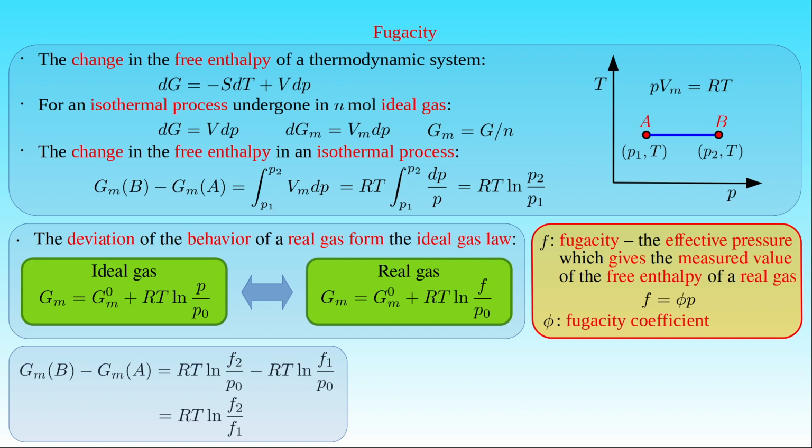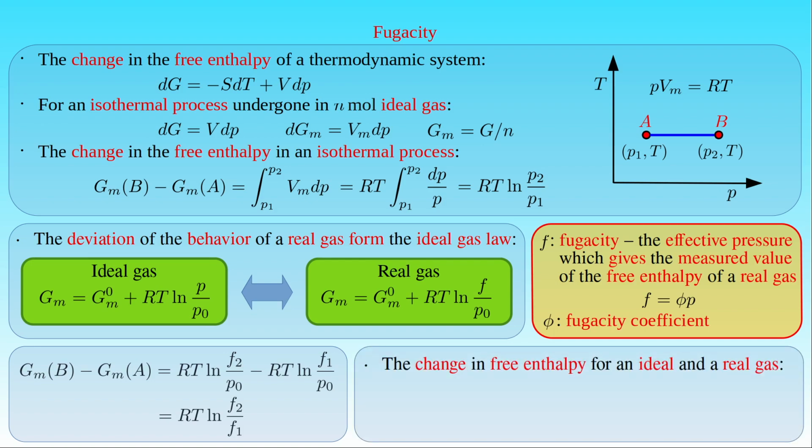Now we can compare the change in the free enthalpy computed for the ideal gas law and the one measured for a real gas. For an ideal gas, we can write the integral of the molar volume of an ideal gas with respect to the pressure P from the pressure P1 to the pressure P2 as R times T times the natural logarithm of the ratio of the pressure P2 to the pressure P1. In the case of a real gas, the same integral of the molar volume of the real gas is given by R times T times the natural logarithm of the ratio of the fugacity F2 to the fugacity F1.